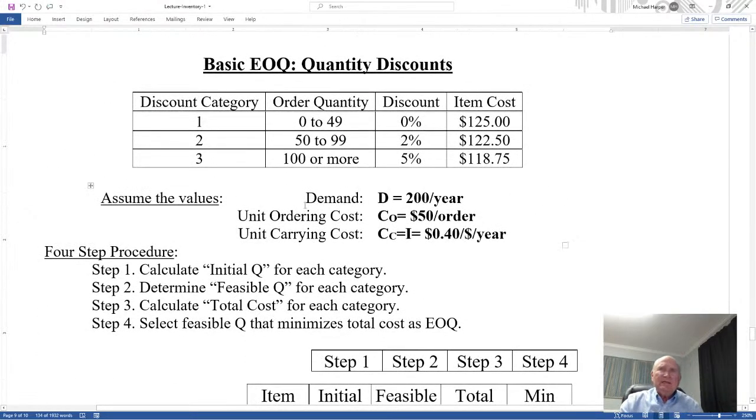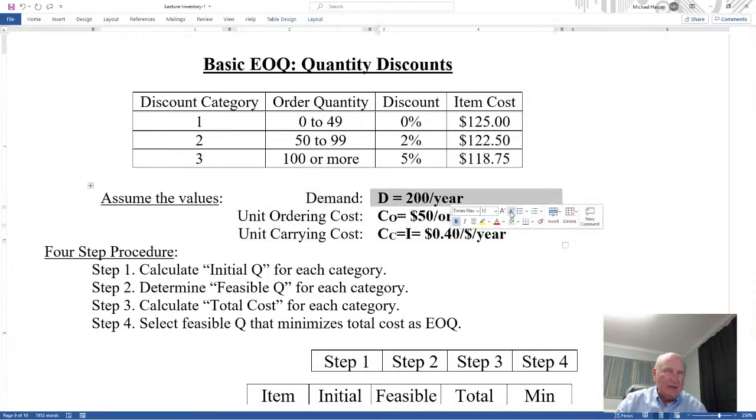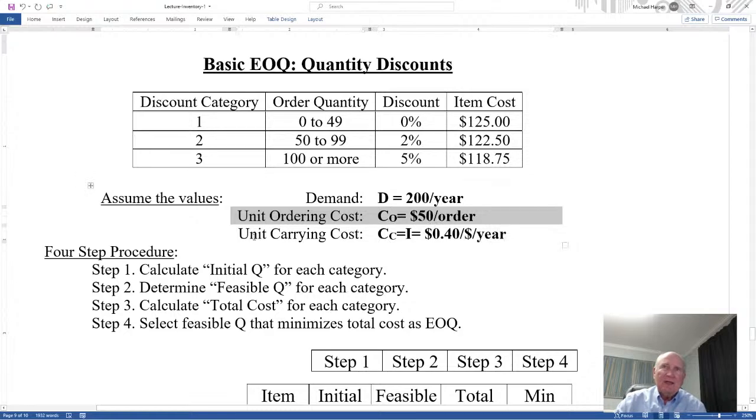First, we have some variables in here. The demand is 200 items a year. I'm picking really simple numbers so it's easy to see what's happening. 200 items a year. The unit ordering cost is $50 per order. The carrying cost now, notice I'm saying C sub C, I, whatever you call it, it's 40 cents per dollar per year.